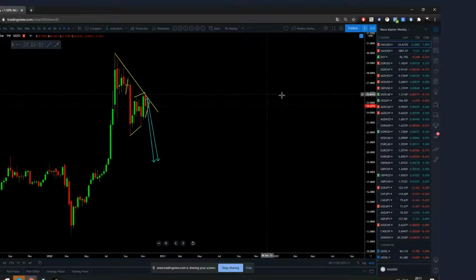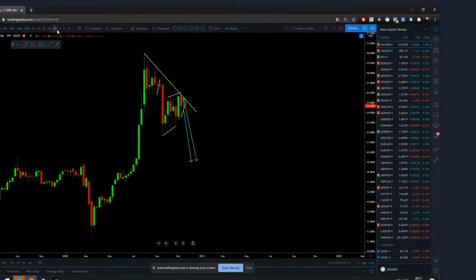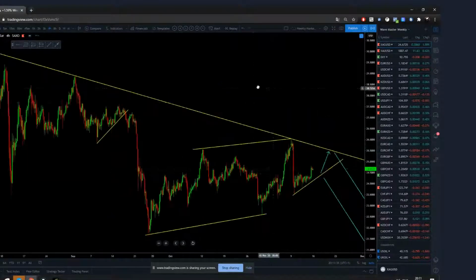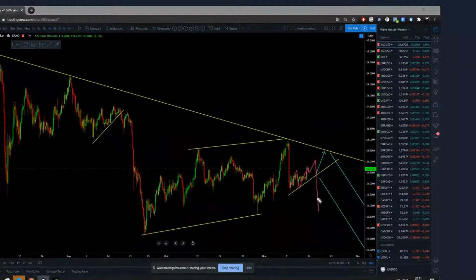What do we have here on the silver? I still see the silver will go to the downside. Let me move to the 4 hour. Okay, this is a much clearer picture for you. The price can struggle here, and it will break down. You will see this movement.